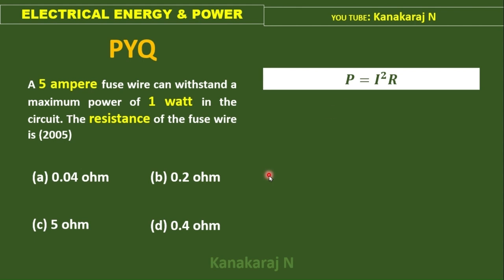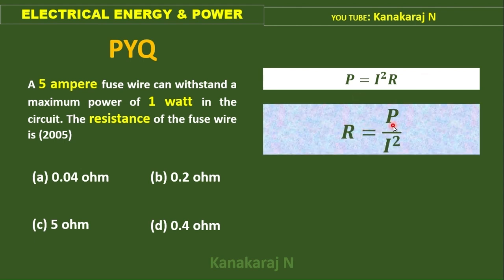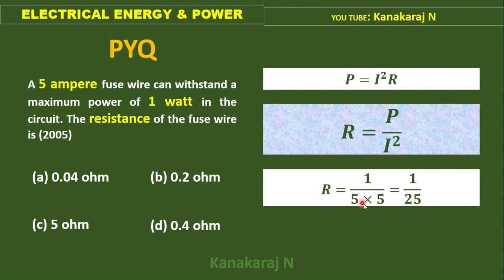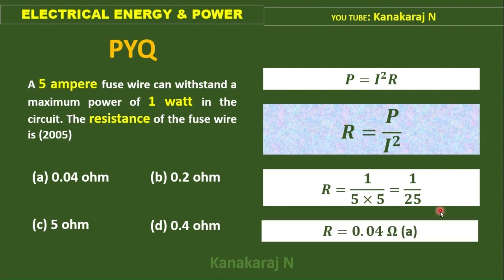Let us go properly. P equals I square R, then R equals P upon I square. The P is 1 watt, it is given, and the I is 5 ampere. So 1 upon 5 multiply 5 equals 1 upon 25. So the answer is resistance of the wire is 0.04 ohms. The option A is correct.